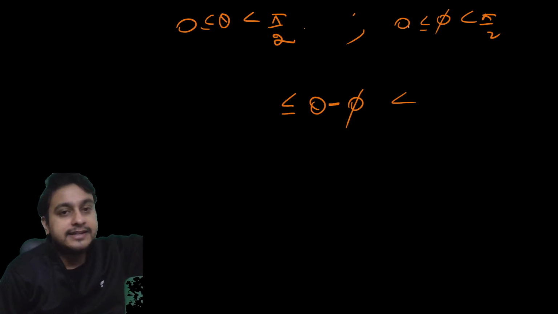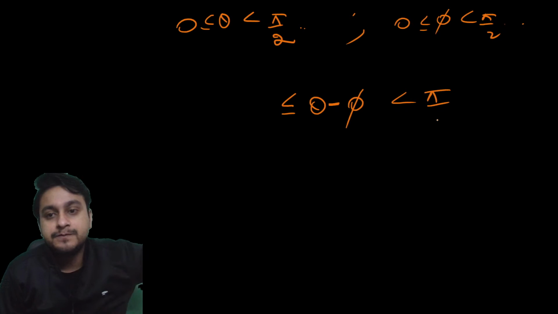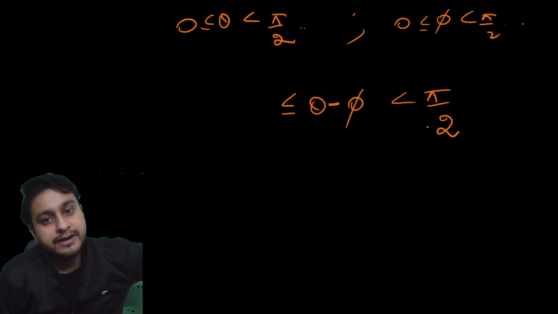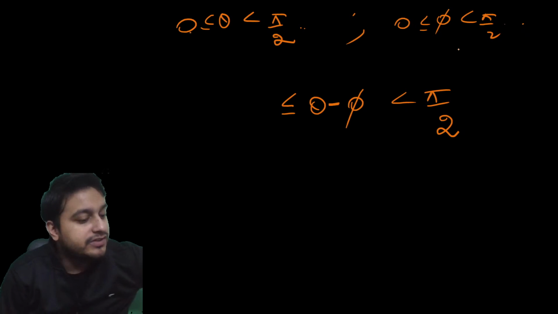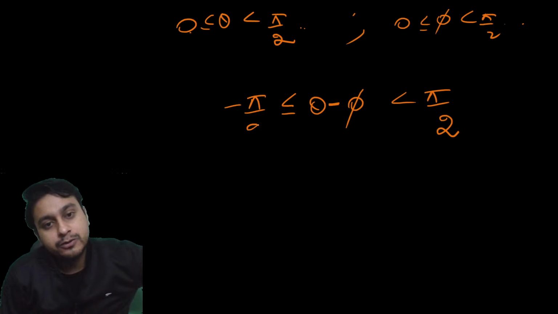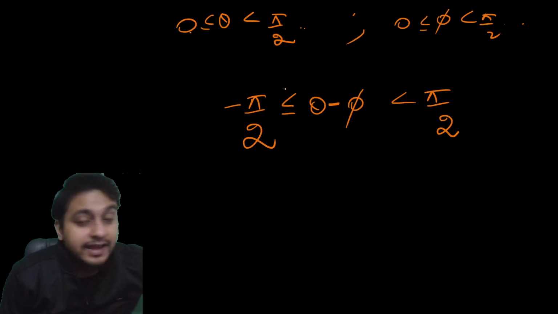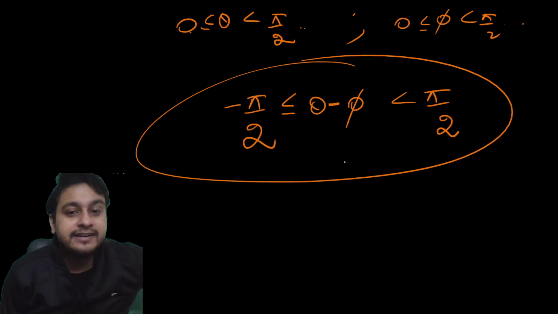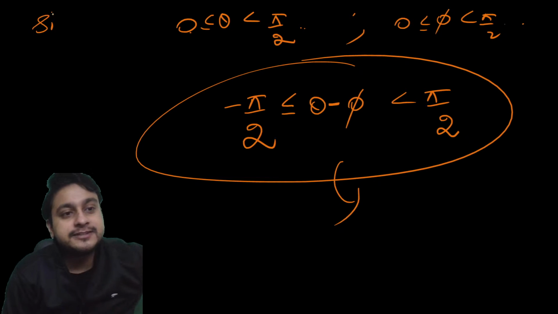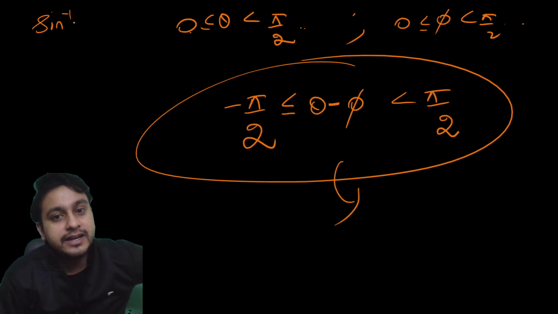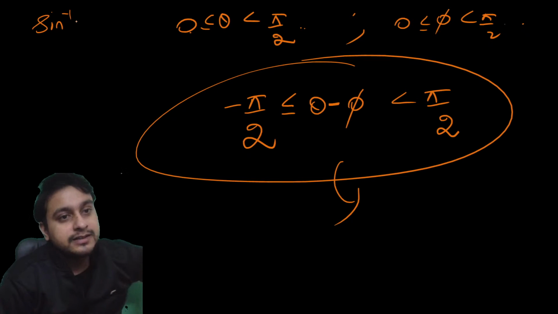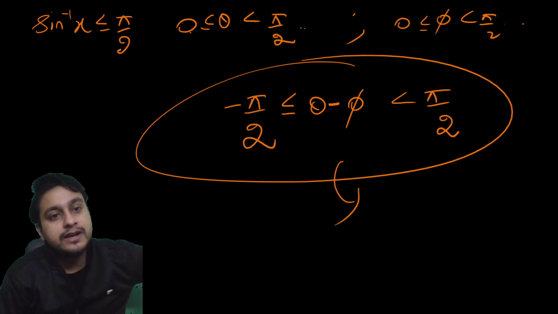Maximum when this is highest, this is lowest, right? Pi by 2 and this is 0. So maximum of theta minus phi will be pi by 2, and minimum will be, when this is 0 and this is pi by 2, minus pi by 2. Can you get anything else? No. And this is the favorite food of sine inverse x. Sine inverse x actually loves this, and it is always between 0 and 90.